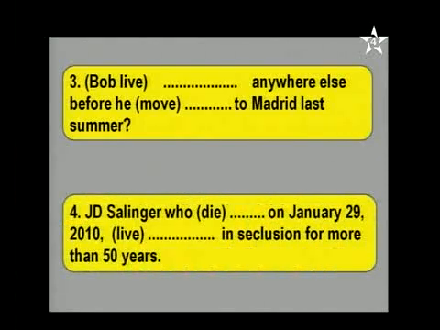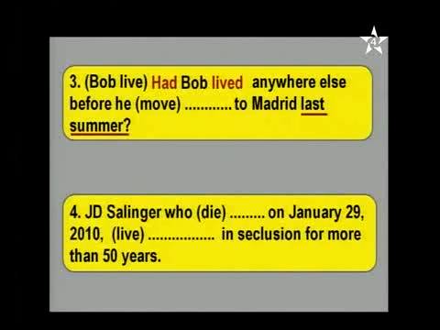Number 4, J.D. Salinger, who died on January 29th, 2010, lived in seclusion for more than 50 years. And Salinger is a famous American writer who wrote his famous book, The Catcher in the Rye. Now look at number 3. Which is first? Sorry, that's the time indicator. So, and what is first? Of course, is Bob lived anywhere else. And because it's a question, we say, had Bob lived anywhere else before he moved to Madrid last summer?